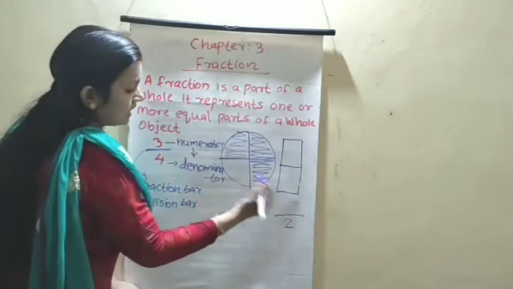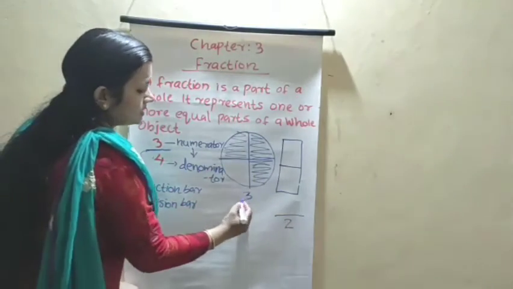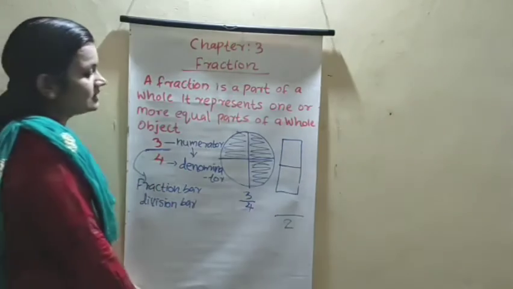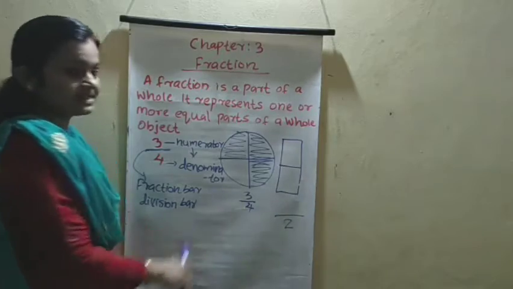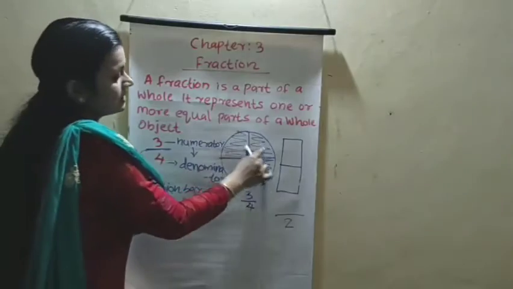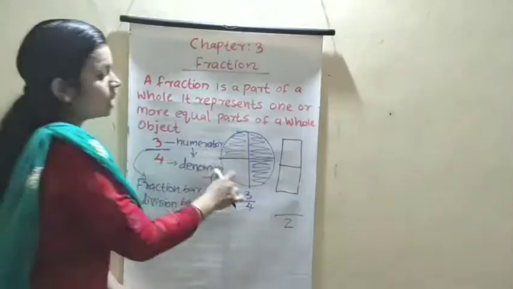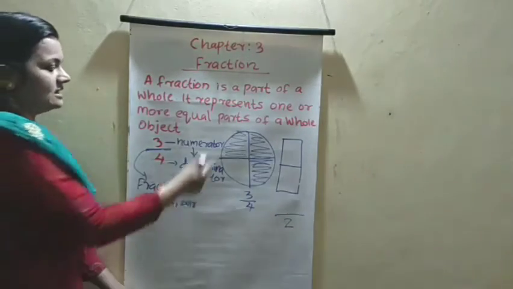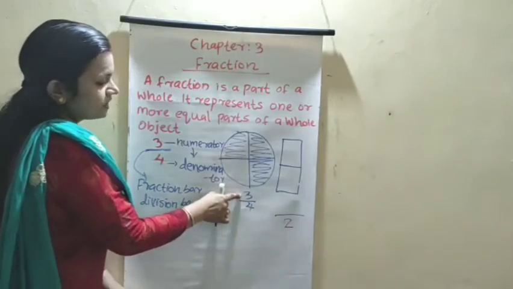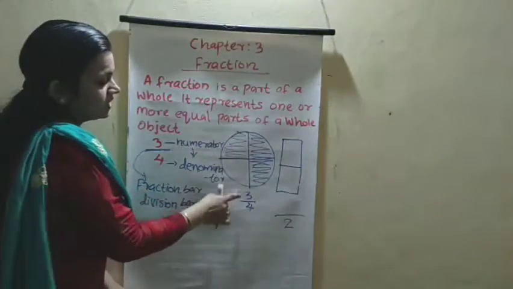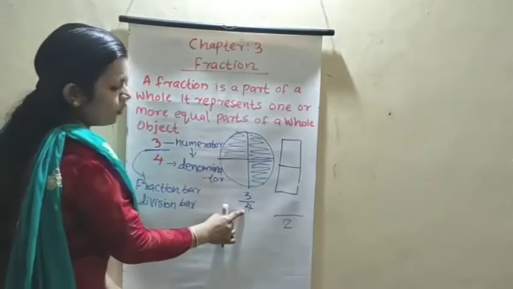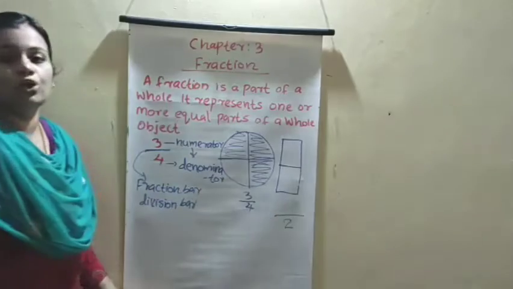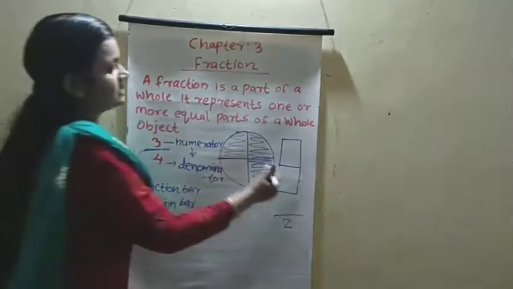Then this figure we can write as a fraction: 3 by 4. Understood? So this way we can write the fraction. The number of equal parts considered is the numerator, and the total equal parts is the denominator. So we can write this figure as 3 by 4. 3 is how many parts colored? 3. What is the total parts? 4. So 3 by 4. 3 is the numerator, 4 is the denominator. Understood? Then consider this figure.